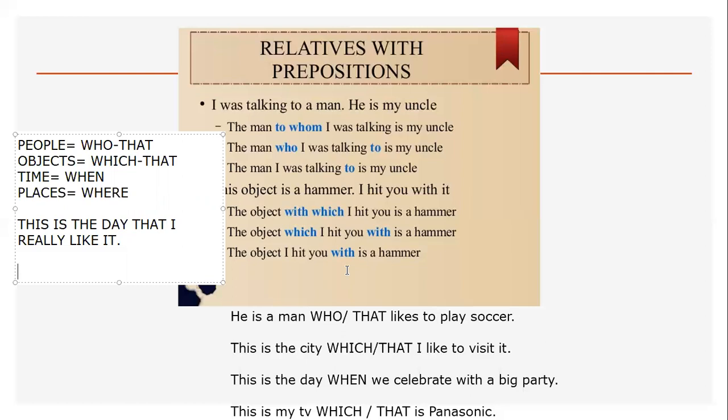So, this is the situation that we get with this topic. I hope that you understood the topic, and if you have doubts, let me know. Recordemos, se llaman relative clauses. Son las famosas relative clauses. Okay.